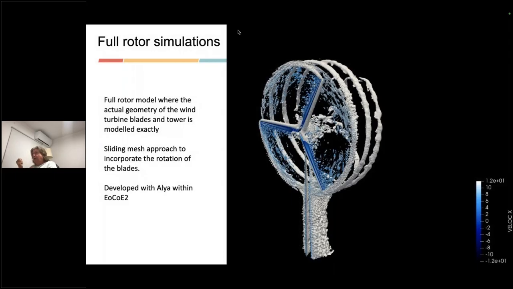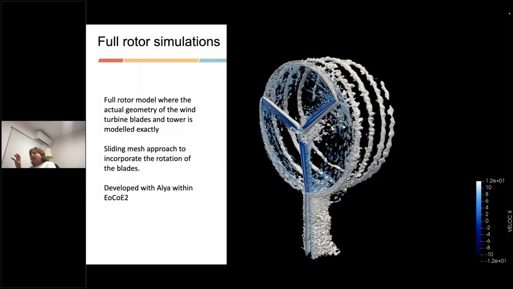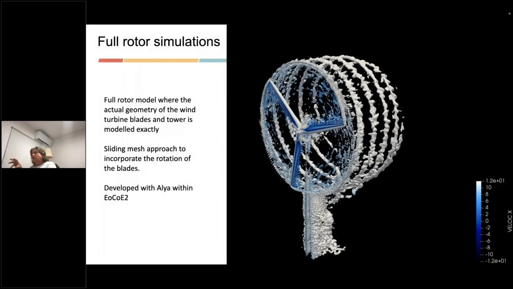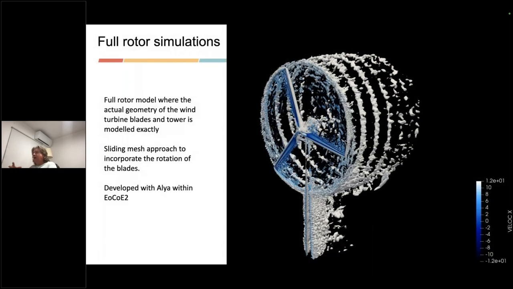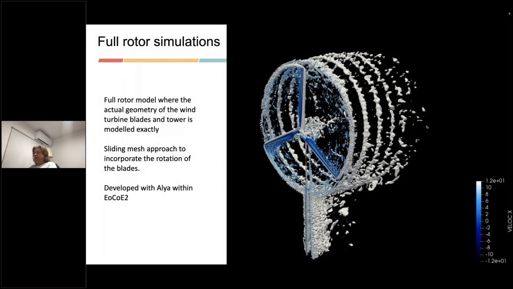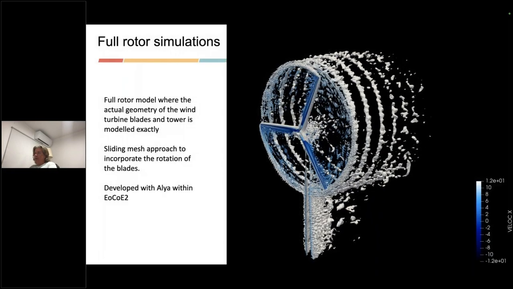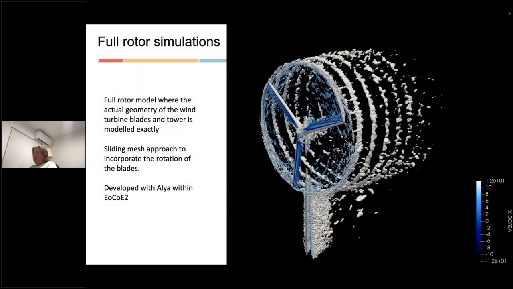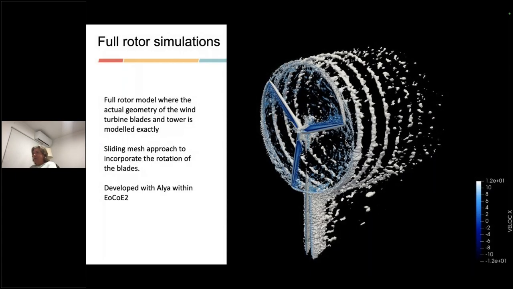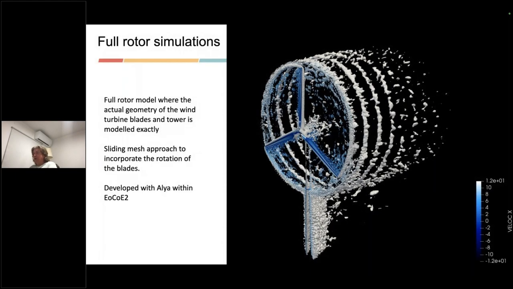You actually take into account the wind turbine blades, and you are resolving the real wind turbine blades. These blades are obviously rotating, as you can see here. So you have a part of the mesh that is rotating together with the wind turbine, and the rest of the mesh is fixed, and you have a coupling between these two parts of the domain. This is a simulation that was actually quite difficult, and we are quite happy that we could produce this simulation in EoCoE-II.